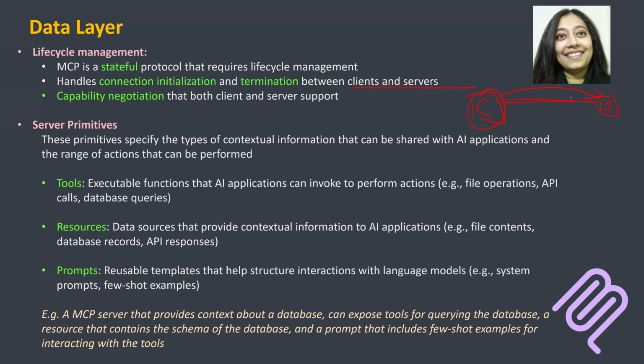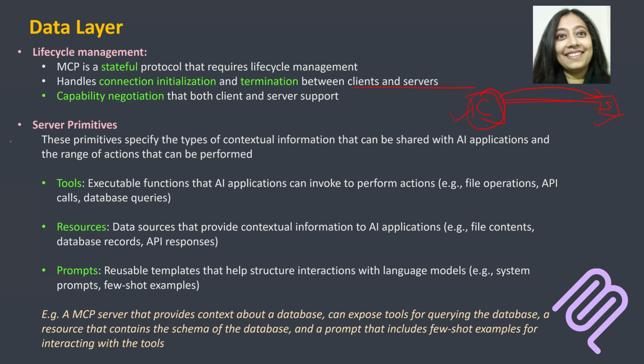What capabilities do these clients and servers basically expose or make available to each other? So that capability negotiation also happens as part of the lifecycle management. Why is it part of the lifecycle management? Because capabilities can change. So you have to manage those capabilities effectively, just like how you have to manage a connection effectively.